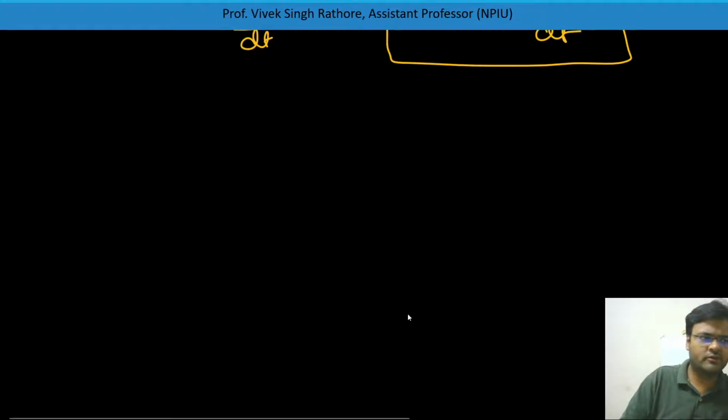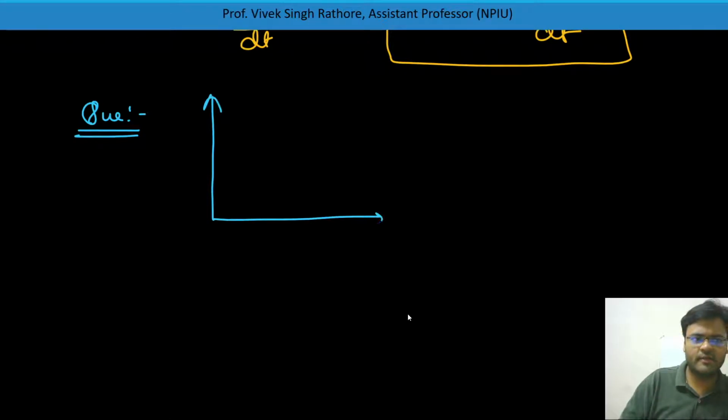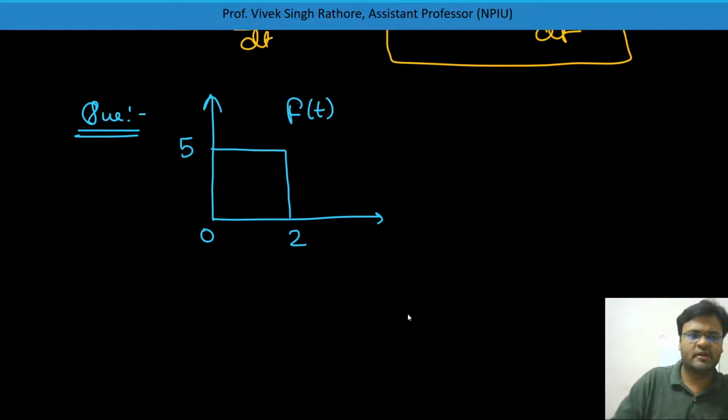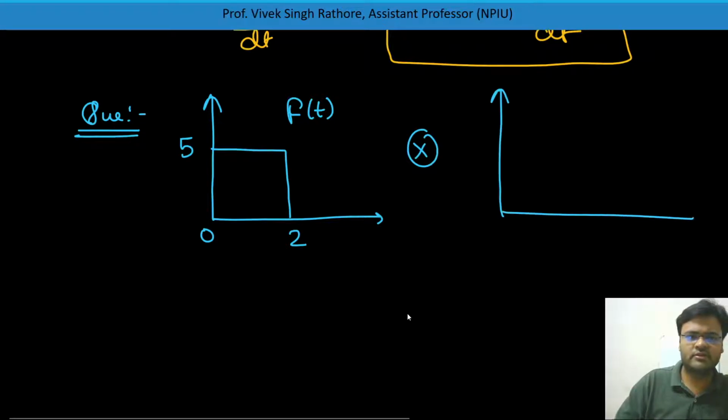One question we'll see. Let's suppose this type of graph is there, with values from 0 to 2 and the height is 5. Let's suppose this is your f(t) signal. If you have been asked to convolve this signal with this type of signal, let's suppose this is h(t), which is also from 0 to 2.